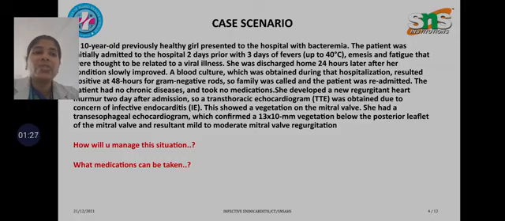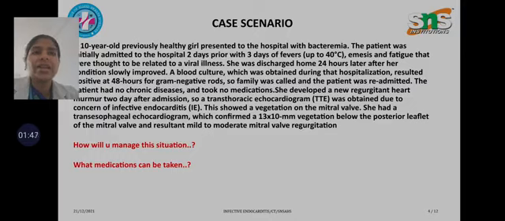A blood culture which was obtained during the hospitalization resulted positive at 48 hours for gram-negative rods. So the family was called and the patient was readmitted. The patient had no chronic disease and took no medications. She developed a new regurgitant heart murmur 2 days after admission.